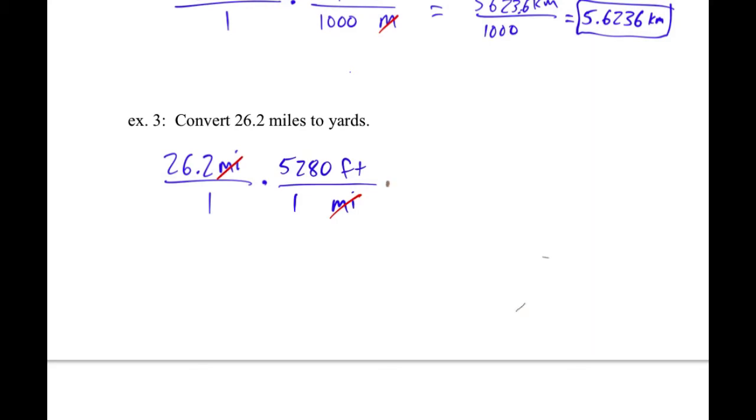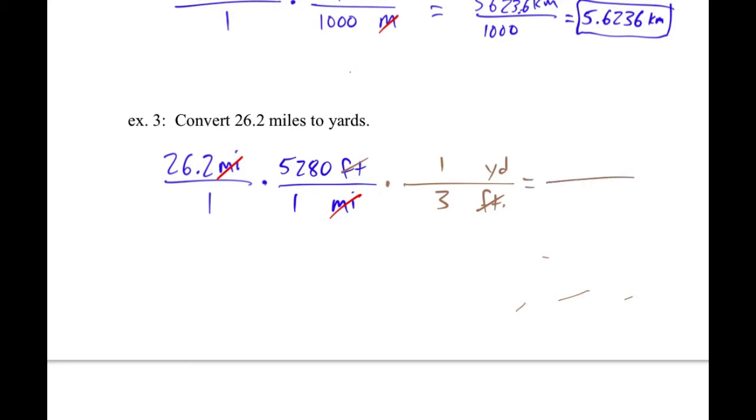Uh-oh. Where does feet go? Numerator or denominator? Denominator, because we want feet to cancel out. We don't want feet in the problem. We want yards, so we'd have yards. So is it 3 over 1 or 1 over 3? 1 over 3. Because there's 3 feet in 1 yard.